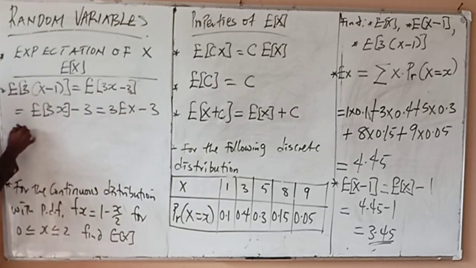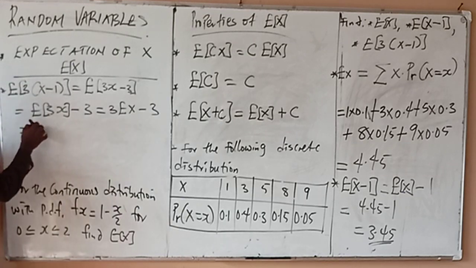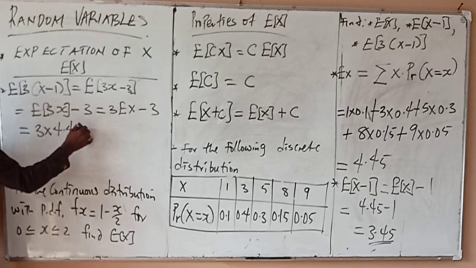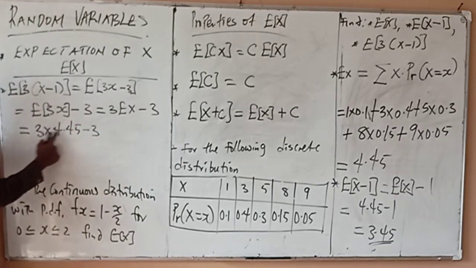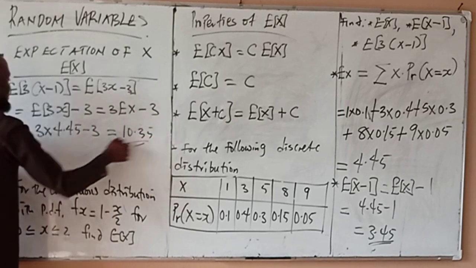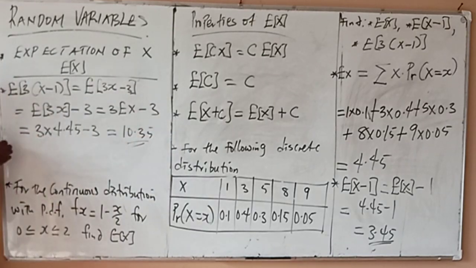You must do this, it is very, very important. That will be 3 times 4.45 minus 3. So this one times this minus this will give us 10.35. That's what I'm going to have. So that is the answer to that question.